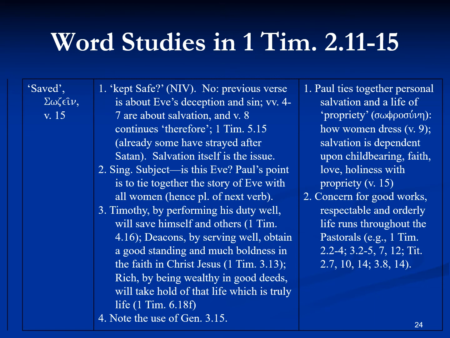There's a good reason to reject that understanding. The previous verse is about Eve's deception and sin. She has transgressed. She's come into transgression. So over against that, she will be saved. Notice the verb is in the singular. It's not saying they will be saved, but she will be saved through childbirth. Verses 4 to 7 are about salvation, and verse 8 continues, therefore.